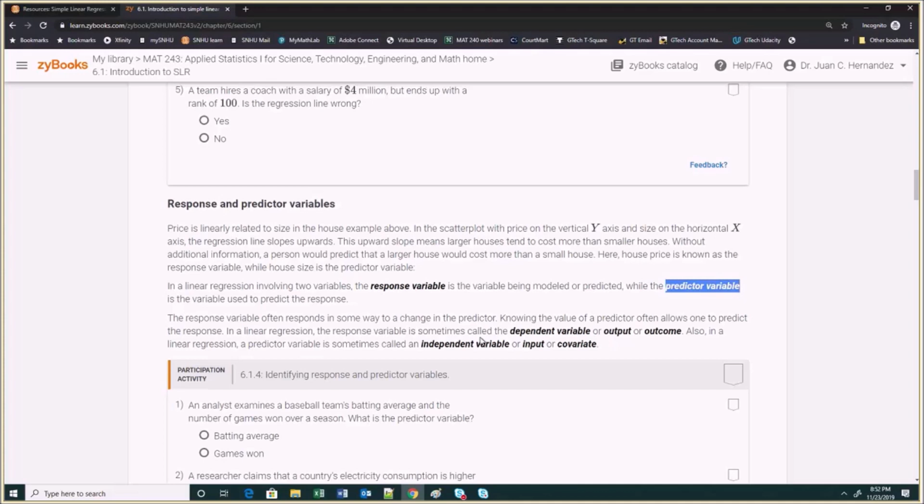So in general, in this lecture, we will be discussing all regression models in terms of dependent variable and independent variable. So the example that we just saw, the price of the home was the dependent variable because it depended on the size of the home, which was the independent variable.